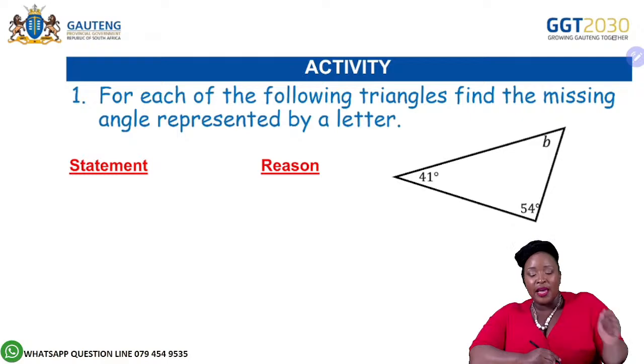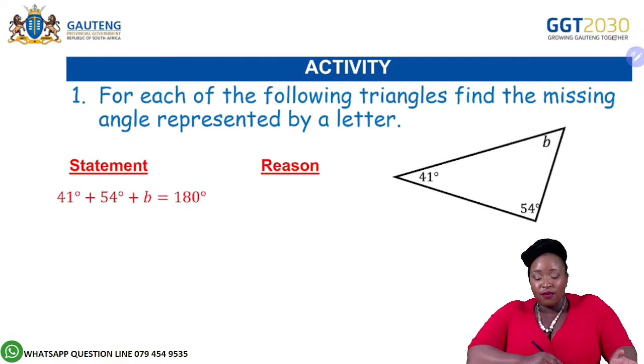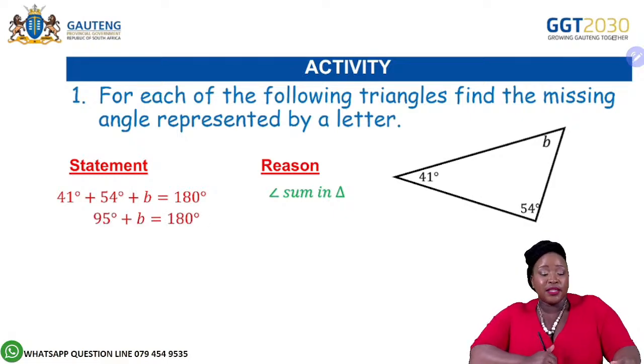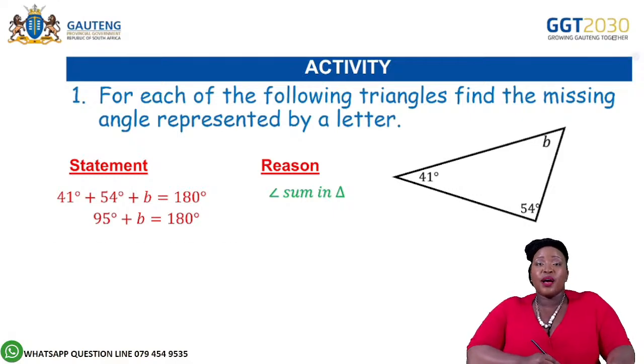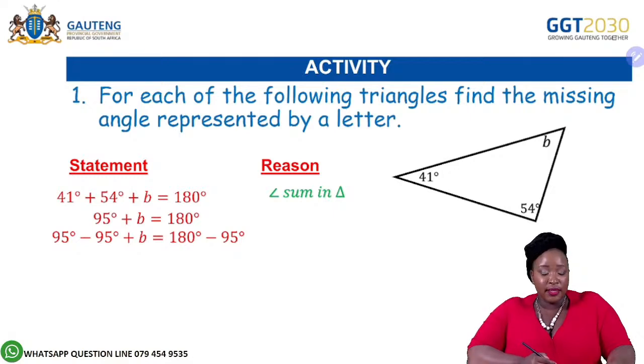Okay. So here we are going to add 41 degrees, 54 degrees, and B. All right. And these three must give us 180 degrees. Your reason can be angle sum in a triangle, interior angles of a triangle, or sum of angles in a triangle. You can use any of the three reasons I showed you at the beginning. Then we collect our like terms. So we add 41 degrees and 54 degrees and we get 95 degrees. Then we have to subtract 95 degrees on both sides. So that means B will be equal to 85 degrees.